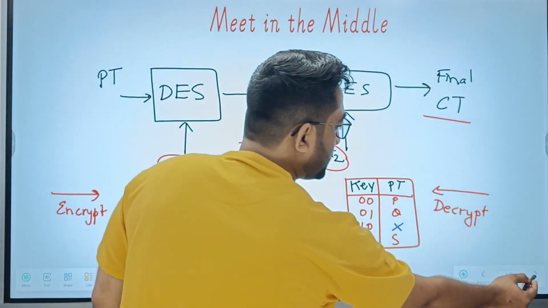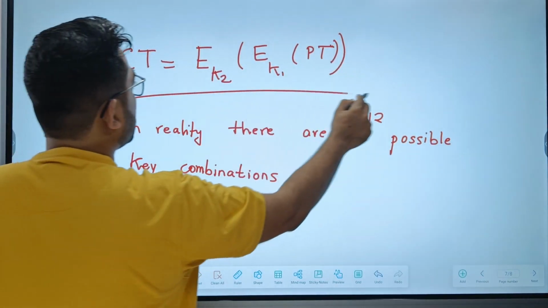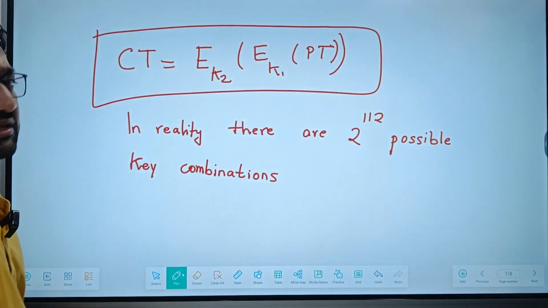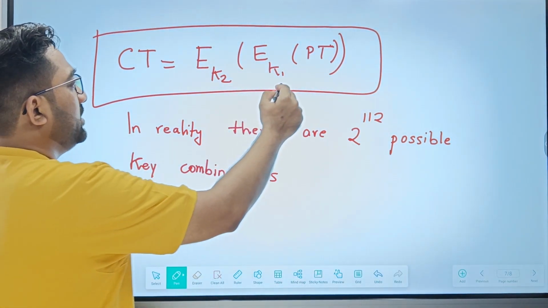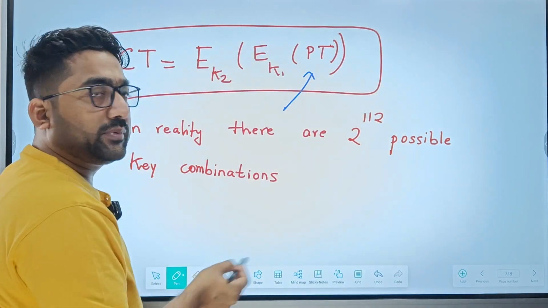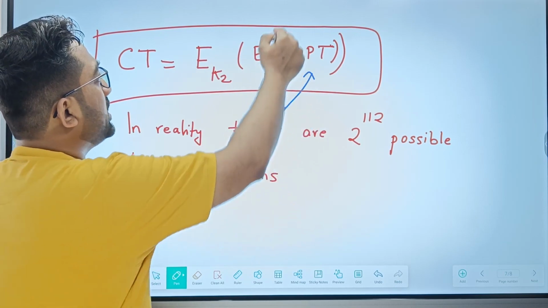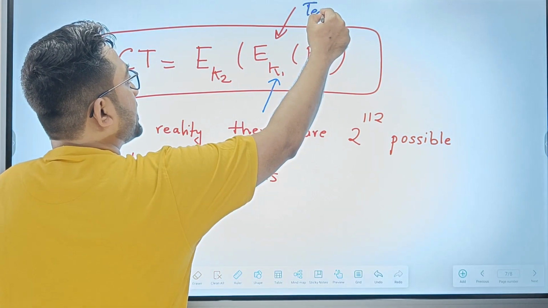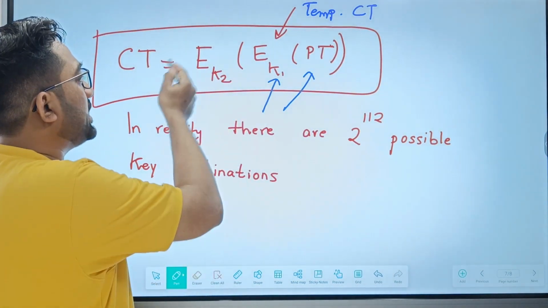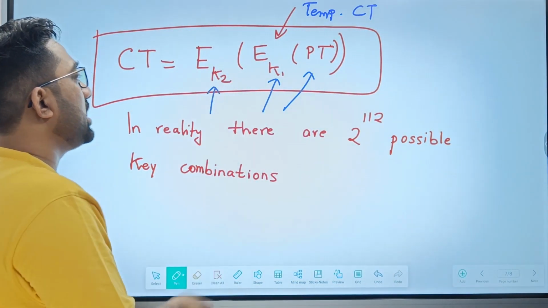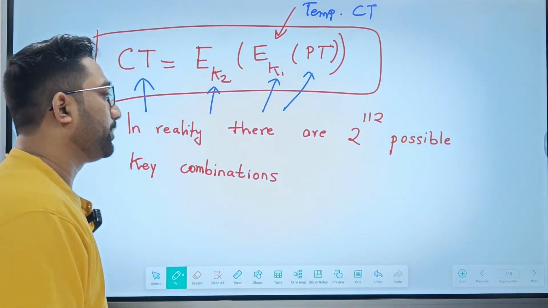To illustrate this, have a look at this. The final ciphertext can be expressed using this mathematical expression. Let's read it from this side. The plain text is encrypted once with the help of a key K1. Whatever is the output is nothing but your temporary ciphertext. This temporary ciphertext is again encrypted with a key K2, and then only we get the final ciphertext. I hope this is making things clear.